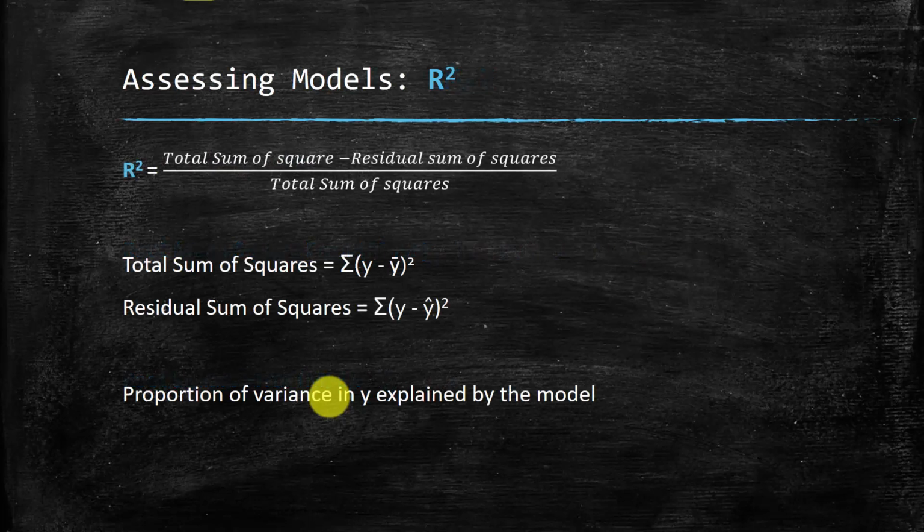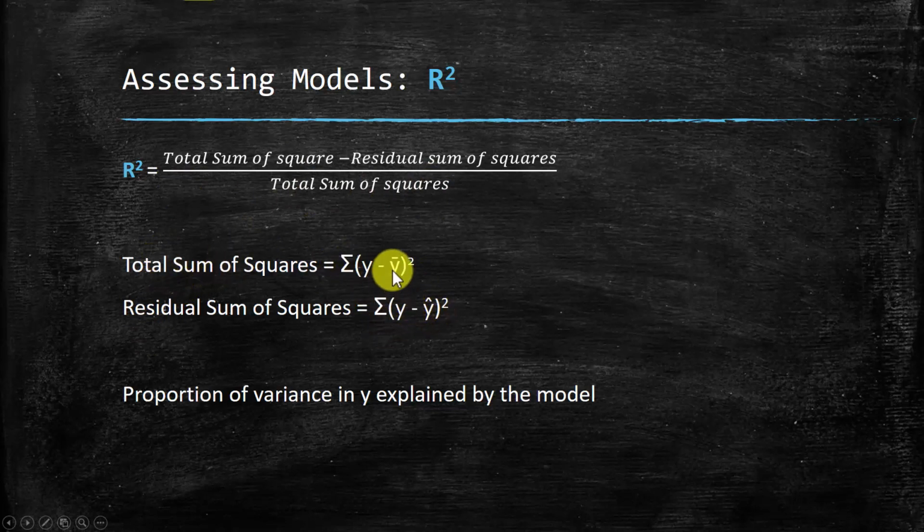Another way to assess regression is using an R squared value. So R squared is basically the proportion of variance in Y explained by the model. This looks kind of complicated, but if you actually see what's going on here, it should make some sense. So the denominator here is the total sum of squares. What is that?